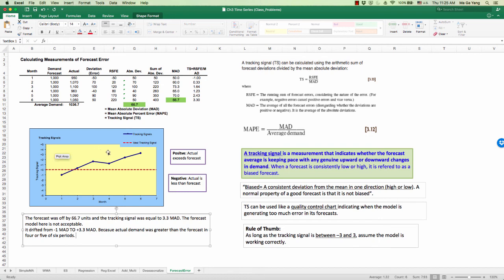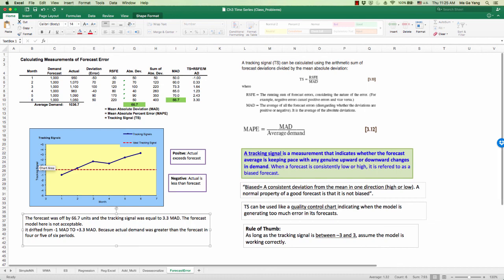So in the next lecture, I will use some sample forecasting problems to explain what we learned so far: the simple moving average, weighted moving average, exponential smoothing, regression line, decomposition method, and tracking signals. I will explain how to solve the problems using those methods.